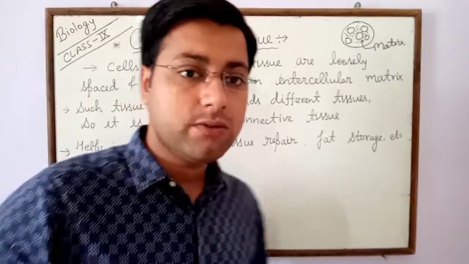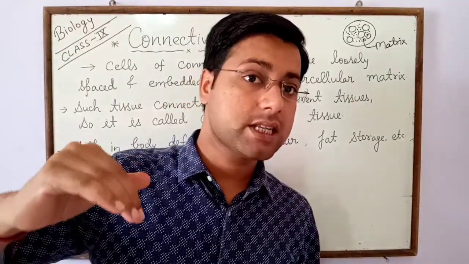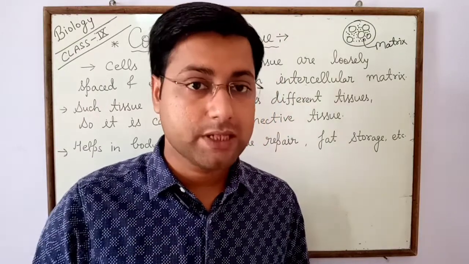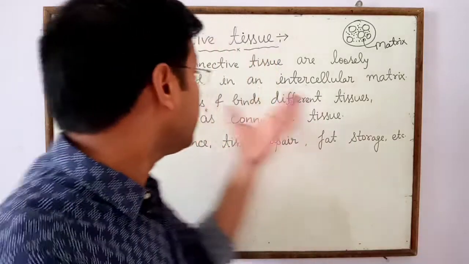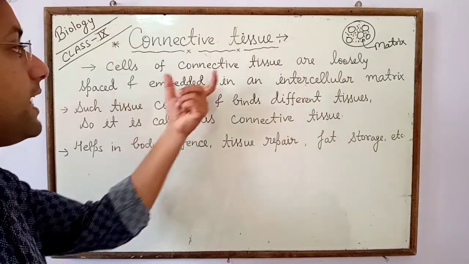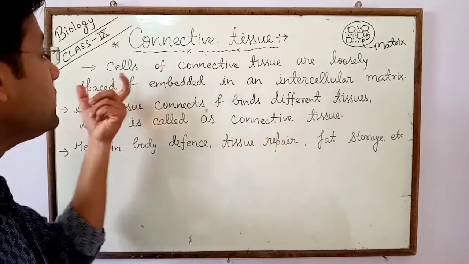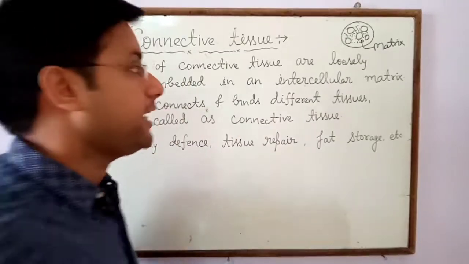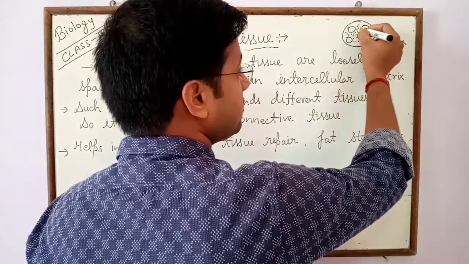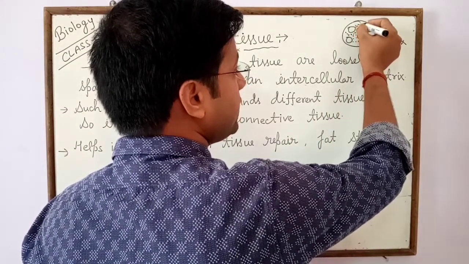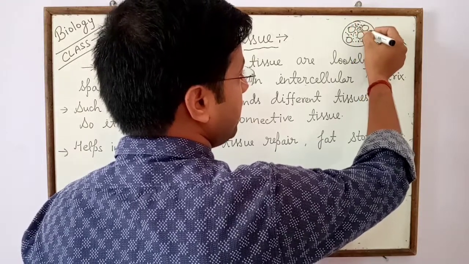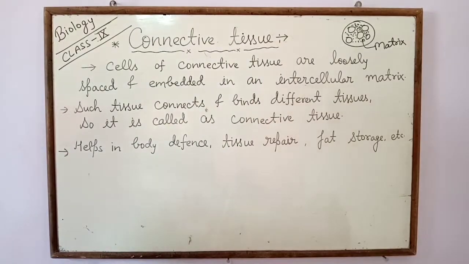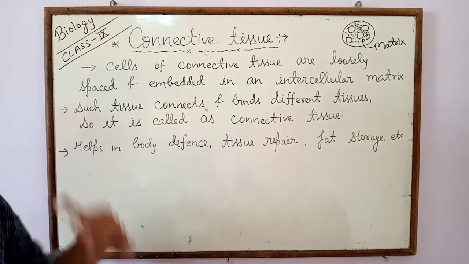So connective tissue is connected to all parts of our body, and many types of connective tissues are present in the animal body. The cells of connective tissue are loosely spaced and embedded in an intercellular matrix. Means in between cells a jelly like fluid is present, and that fluid is called matrix. Such tissue connects and binds different tissues.